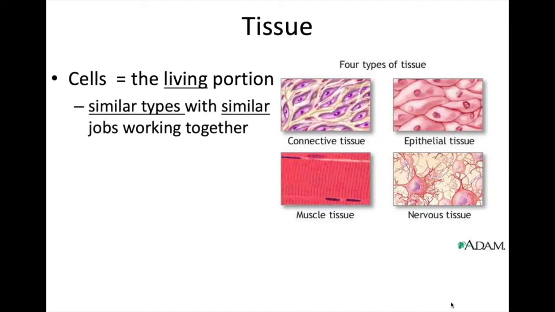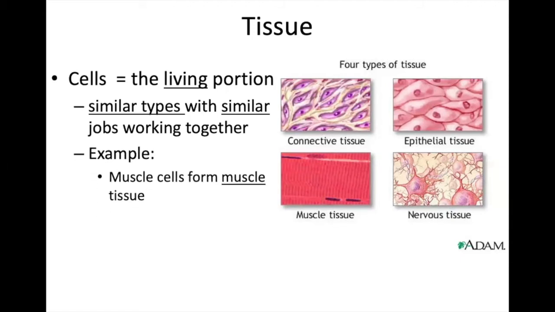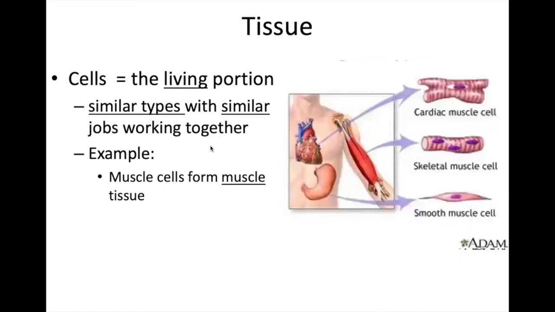And tissue is when you have similar types of cells with similar jobs working together. So we have similar connective tissue cells all bound together, similar epithelial cells, we'll know that as skin cells, right? A group of similar skin cells all bound together, muscle cells bound together, nerve cells bound together. That's what makes up a tissue. These are examples, like I said, muscle cells are made out of muscle tissue. Muscle cells form muscle tissue. We have different kinds of muscle cells we're going to be talking about.